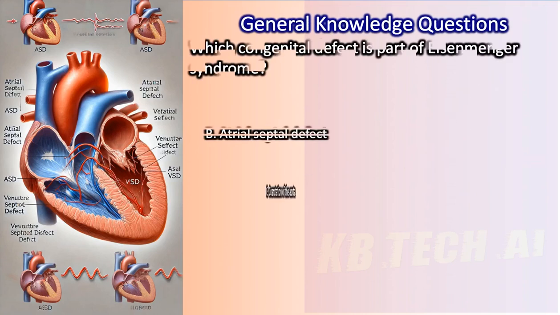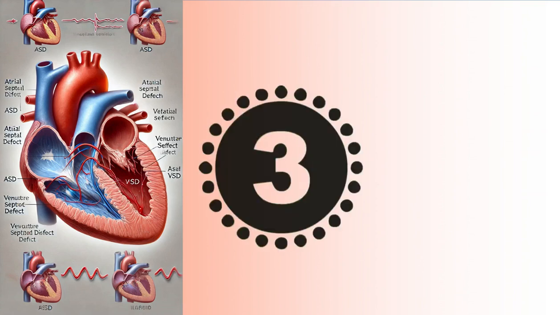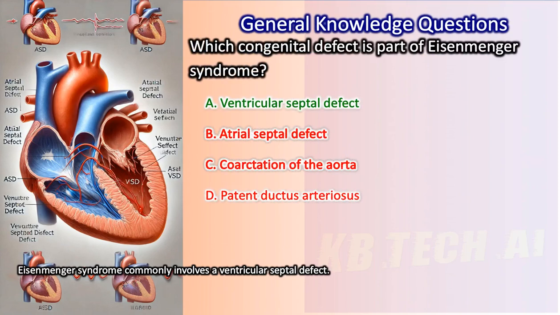Which congenital defect is part of Eisenmenger syndrome? Option 1, ventricular septal defect. Option 2, atrial septal defect. Option 3, coarctation of the aorta. Option 4, patent ductus arteriosus. The answer is option 1, ventricular septal defect.